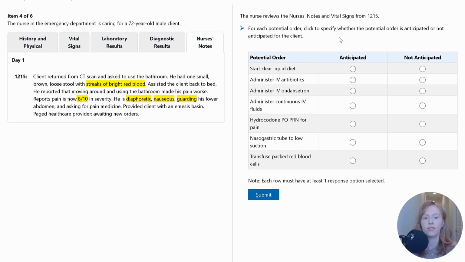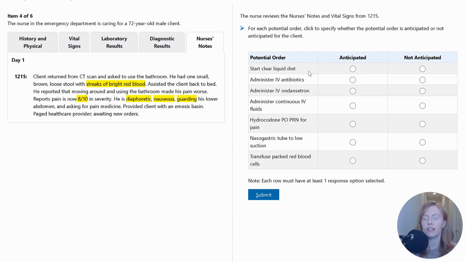Now we are asked, for each potential order, click to specify whether the potential order is anticipated or not anticipated for the client. And so if we've got all of these things going on, pain, nausea, we want to treat the pain and we want to prevent any further fluid losses from vomiting, and we want to relieve his nausea and also make sure nothing worse is going on. But of course, we've paged the healthcare provider and they're going to hopefully come assess this client. So let's take these one at a time.